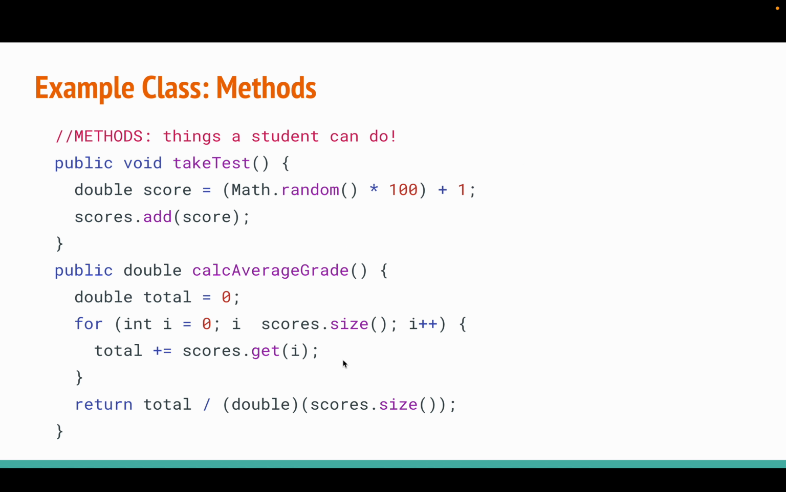Now let's go on to methods. Methods are anything that a student can do. So for example, take test or calculate the average grade are 2 examples of things you could do.